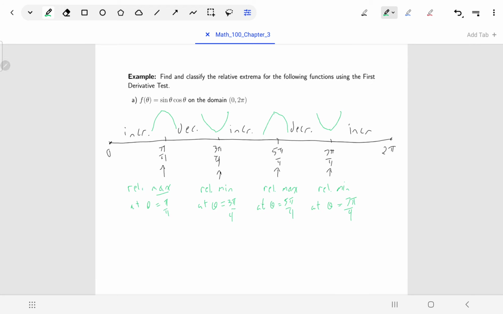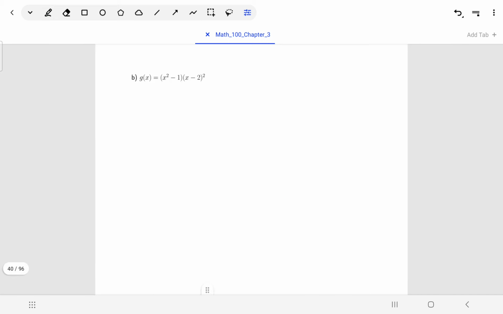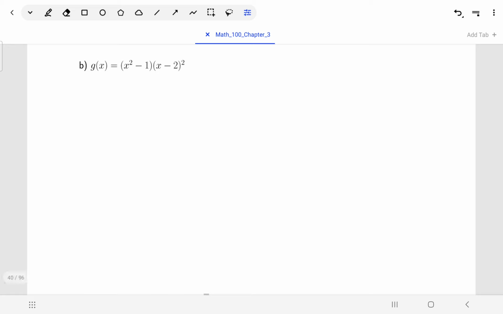So you'll notice that the first derivative test is actually only one stage further from what we've already done. So we find our critical numbers, we find where things are increasing and decreasing, and then the first derivative test is just using that to draw conclusions. So let's do another one here. We've got g of x.